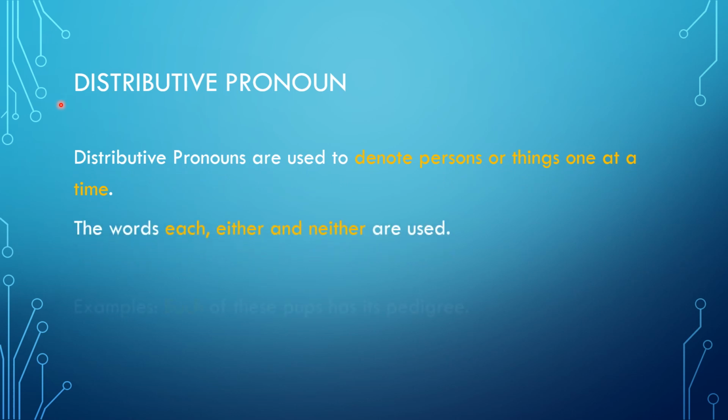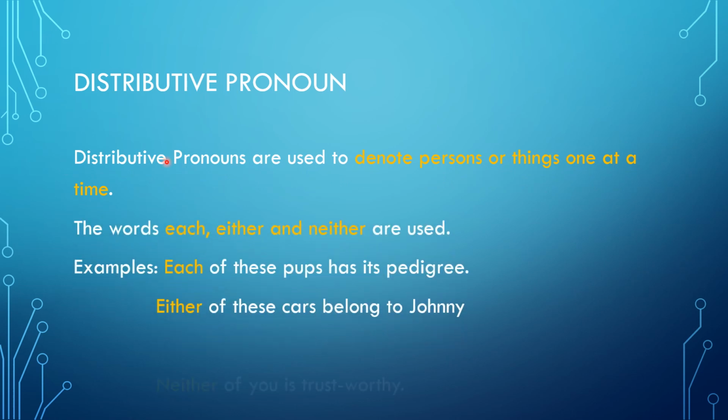Distributive pronoun. Distributive pronouns are used to denote persons or things one at a time. The words each, either, and neither are used. Look at the following examples. Each of these pups has its pedigree. So each is highlighted. Each is a distributive pronoun.